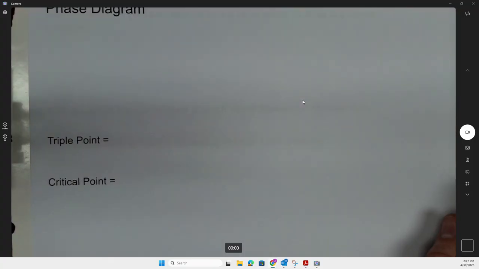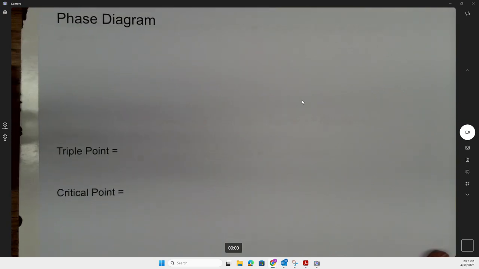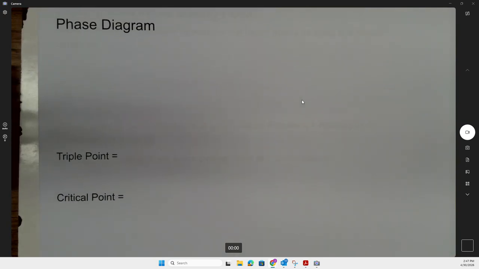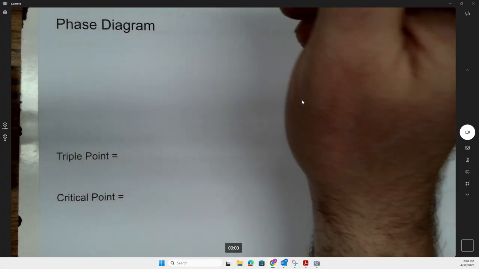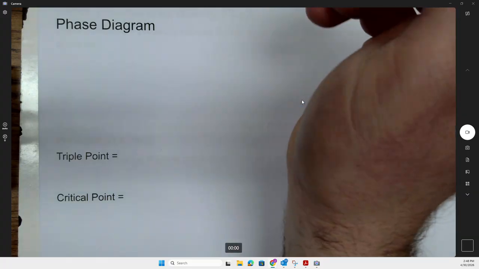Now, like I said, we get to do what every high school student loves to do. We get to draw. So, ladies and gentlemen, every phase diagram, we're going to draw what the average phase diagram looks like. Now, here's the thing. Not every phase diagram is going to look the exact same, but the steps are going to be the same.